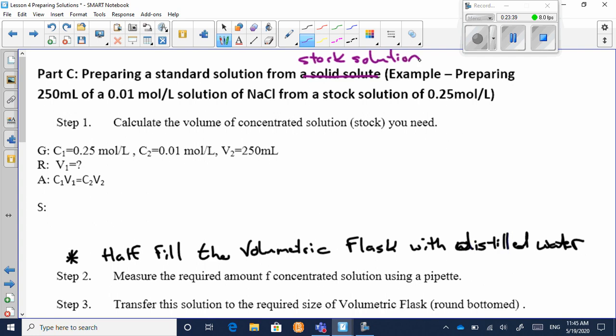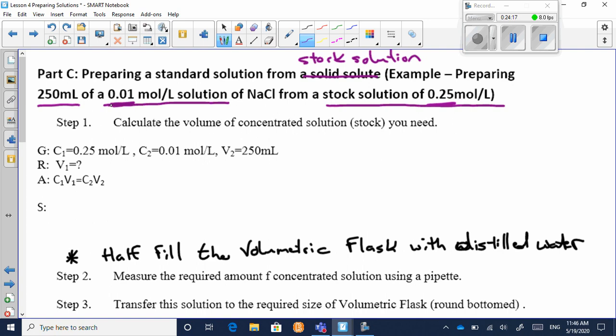Okay, so how would you prepare a standard solution from a stock solution? In other words, how would you prepare 250 milliliters of a 0.01 mole per liter solution from a stock solution of 0.25 moles per liter? Notice that, again, you've always got to go down. My stock solution has always got to be more concentrated than my new dilute solution. So clearly 0.25 is more concentrated than 0.01. It's a smaller number, but you can't go the other way.